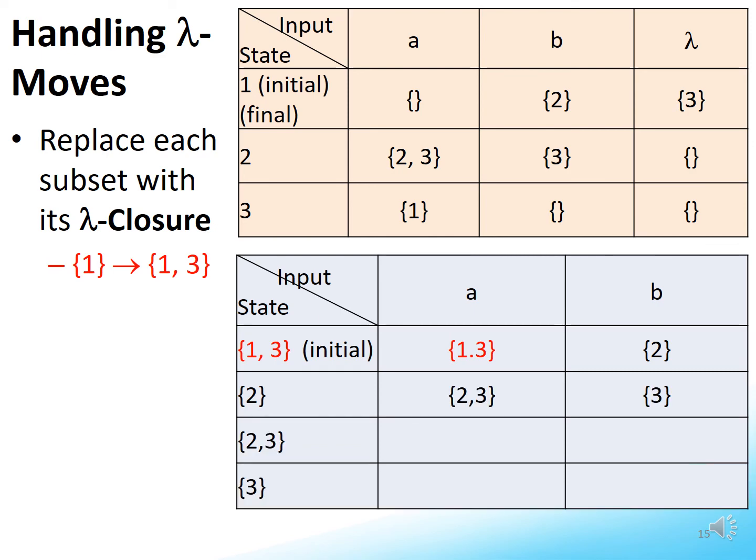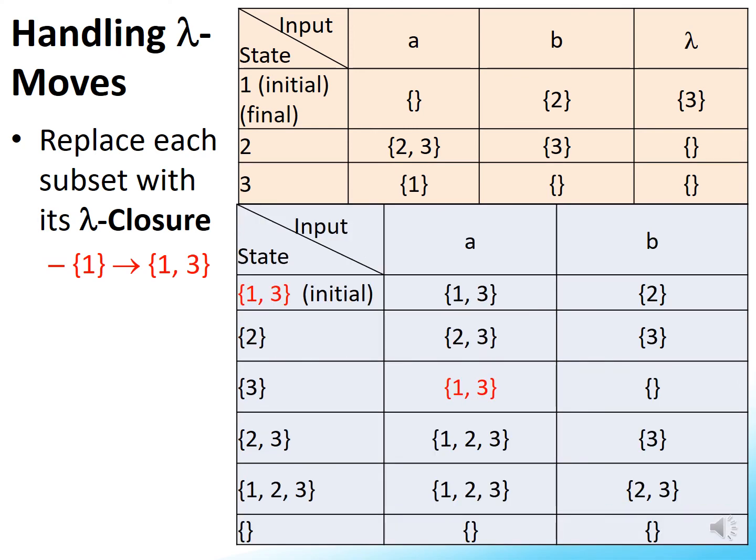So we consider the transition from state 2. On state 2, seeing a symbol A, it can move to state {2, 3}. And it can move to state 3 on symbol B. State {2, 3} and {3} are the new states. So we record them down here and will consider their transitions later on.